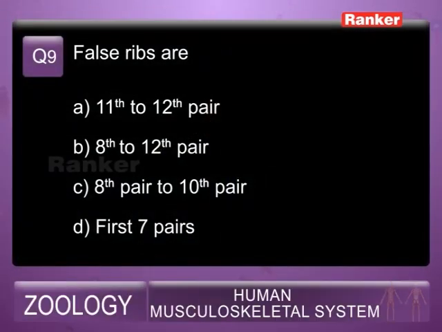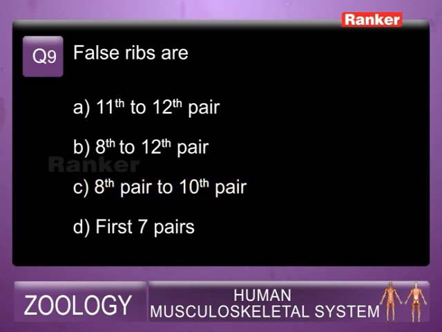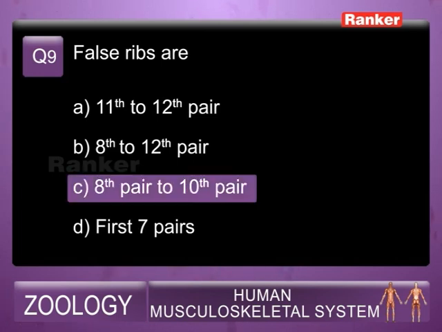So as per this question, the false ribs are 8th to 10th pair. 8th, 9th and 10th pair are false ribs. They are also called vertebrochondral ribs. So the answer for 9th question is C.